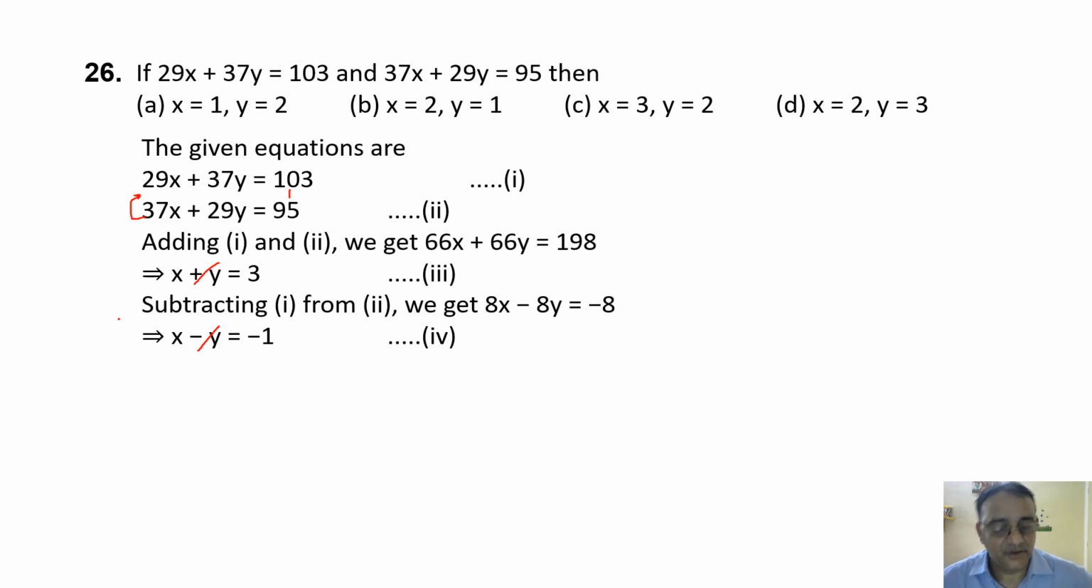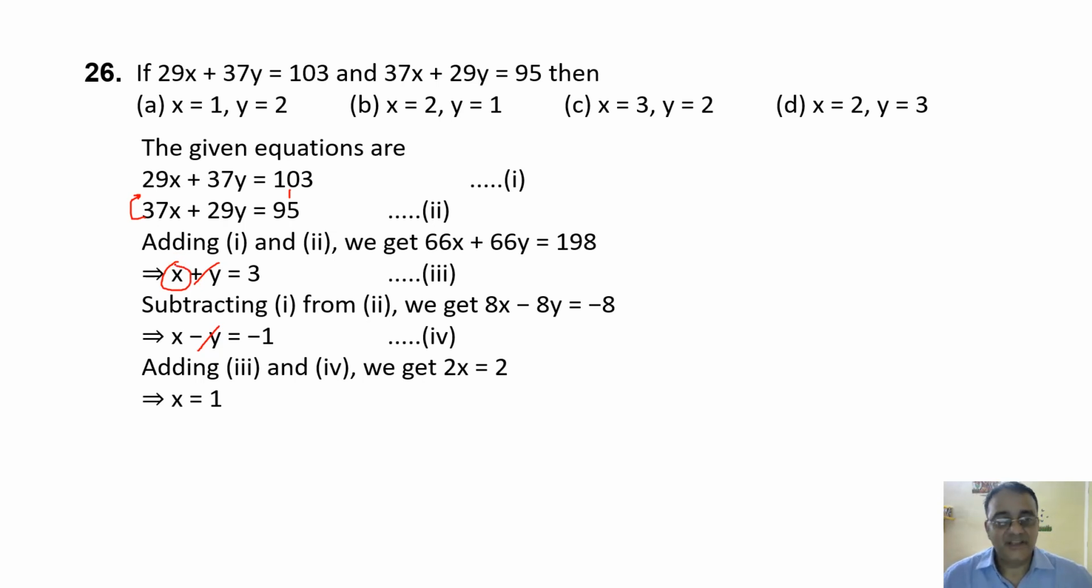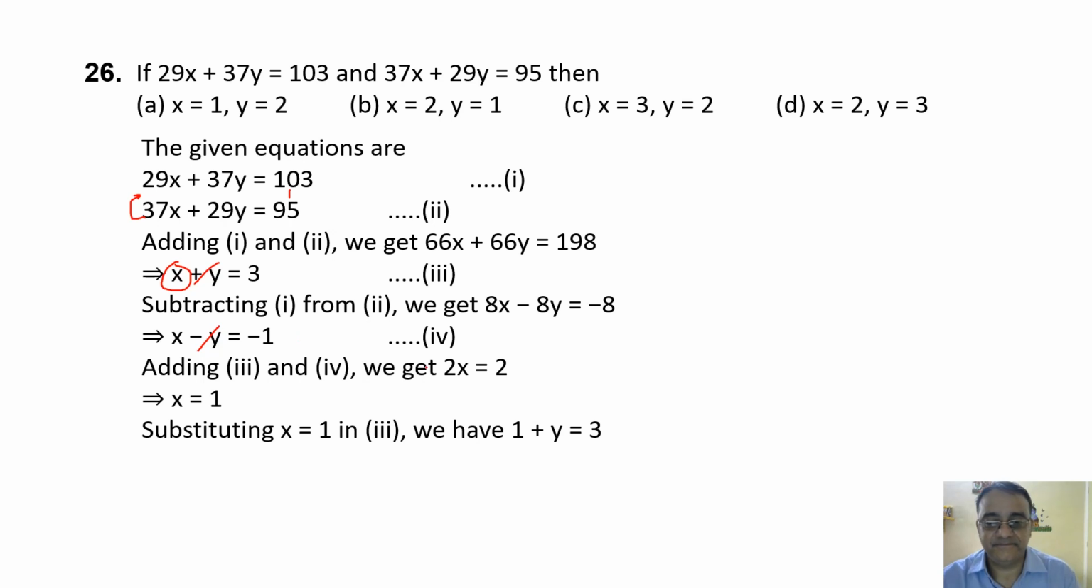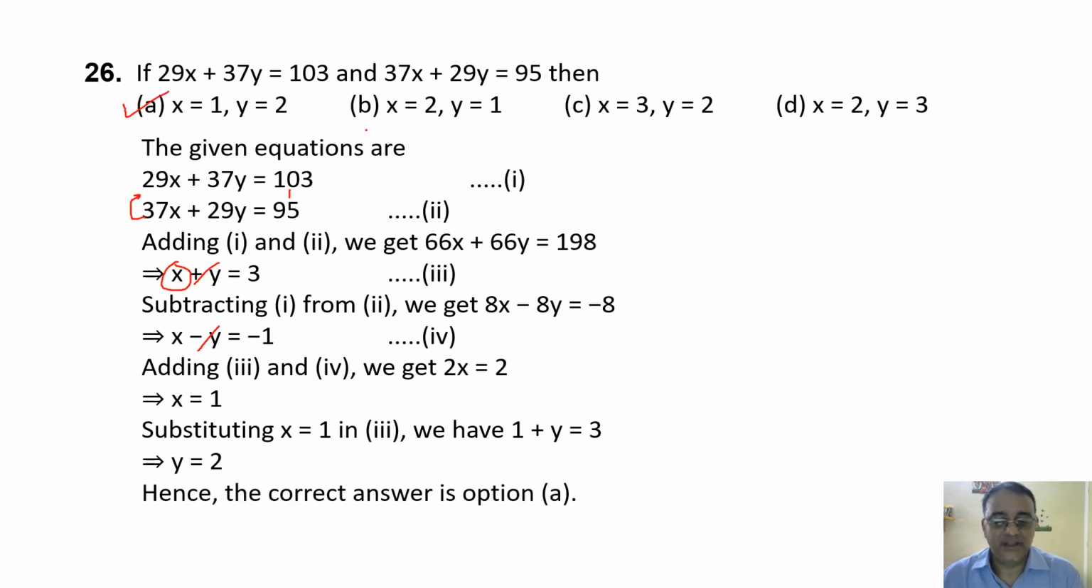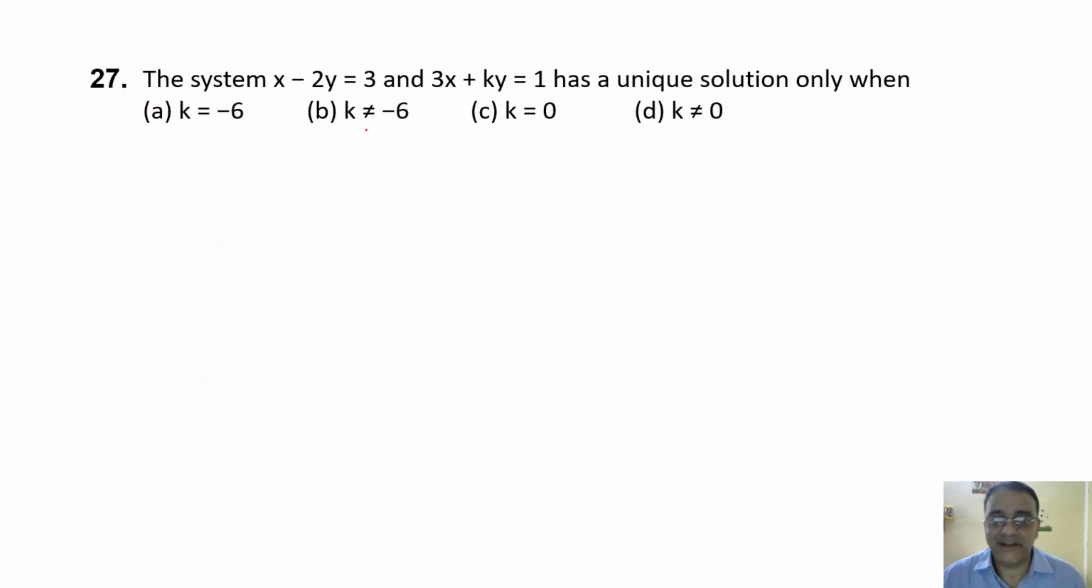2x is equal to 2. Very good. So what is the value of x? 1. Right. So now we are going to substitute 1 in equation 3. So 1 plus y is equals to 3. So what is the final value of y? 2. Right. So which option is the correct one? Option A. Right. So now we are moving toward question number 27.